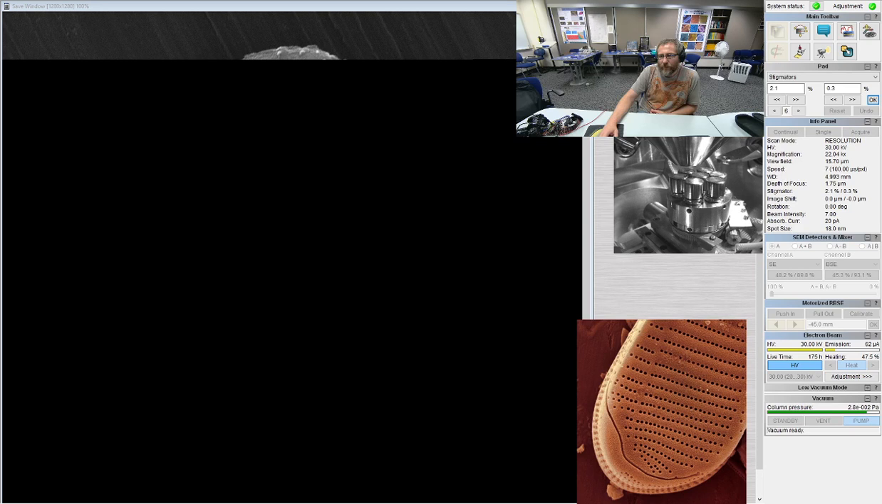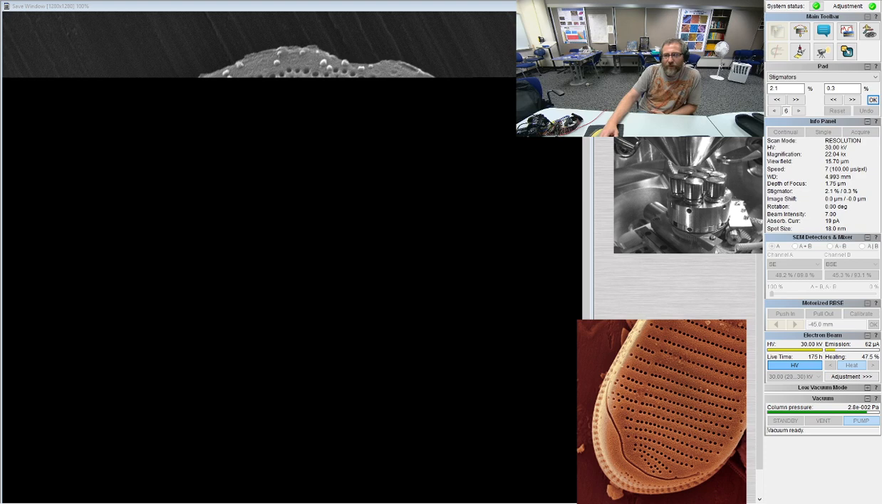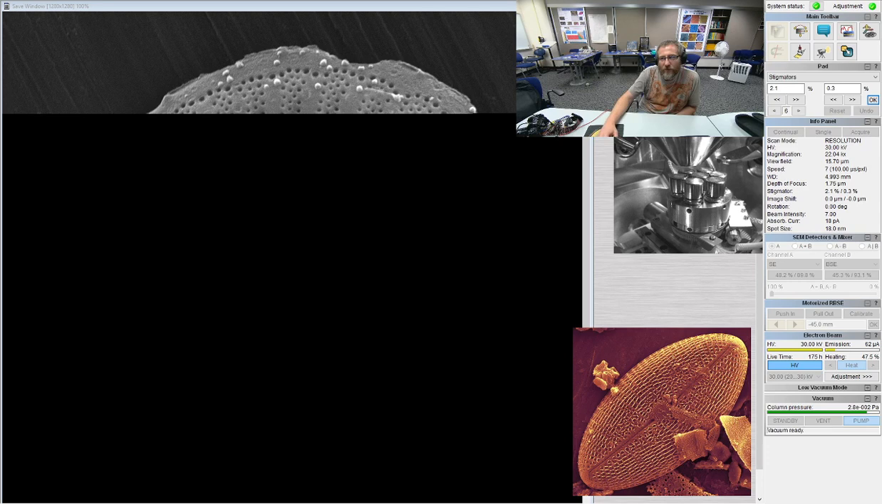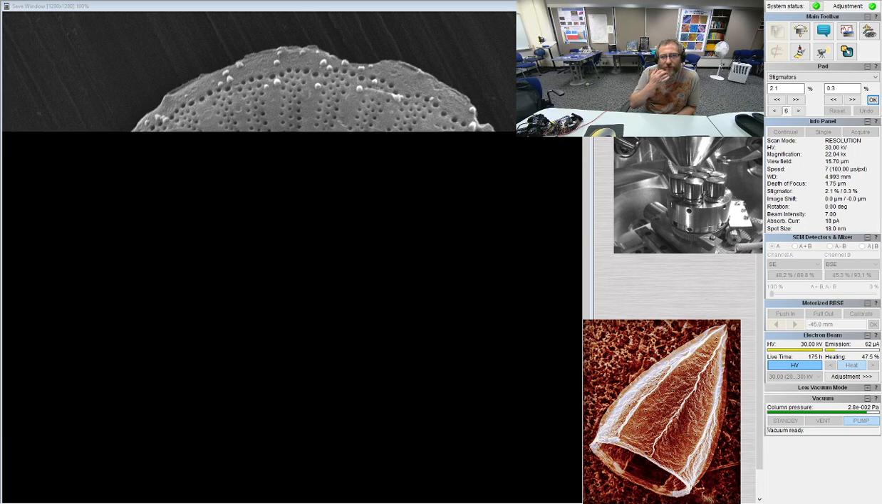How large is the file of the entire scanned sample? Like when we take a picture, it's about 2 or 3 megabytes, usually somewhere between 2 and 4 megabytes. Pretty small. How large is the area? I don't know what you mean by that question.